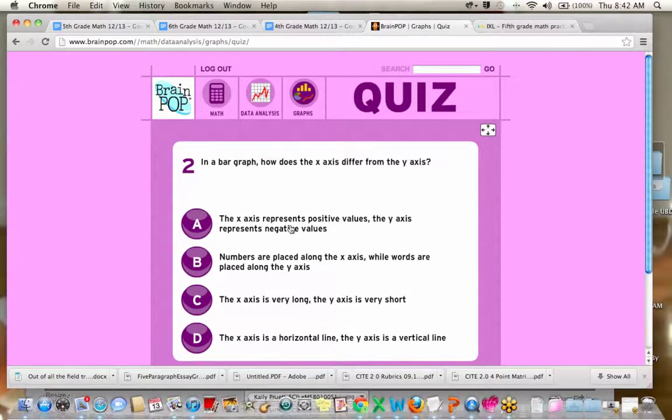Number 2, in a bar graph, how does the x-axis differ from the y-axis? Okay, is it A, the x-axis represents positive values and the y-axis is negative values? I don't think it said anything about that. B, numbers are placed along the x-axis while words are placed on the y-axis. C, the x-axis is very long and the y-axis is very short. Or D, the x-axis is a horizontal line and y is a vertical line. Yes, this one's pretty easy. Good.